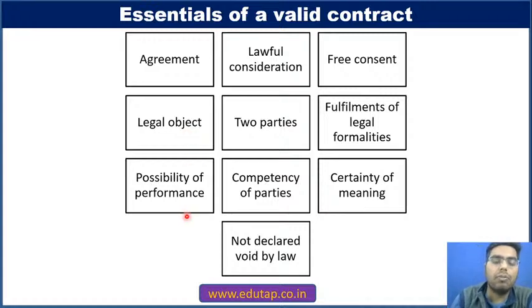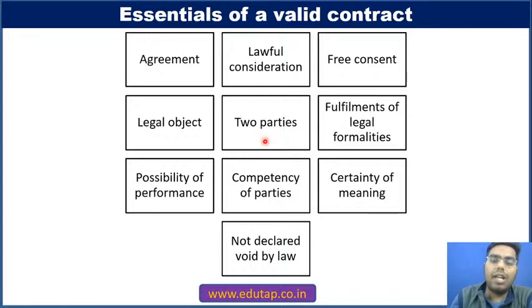Next is possibility of performance. It should be possible to perform the contract. If you make a contract with a person that you have to walk on water, that is not possible. Or if you make a contract that you have to go to Mars, there is no possibility of performance, so such contracts are not valid. Then is lawful consideration. The consideration should also be lawful. I cannot pay anyone in drugs, because drugs are an unlawful consideration. So the consideration for a valid contract should also be lawful.